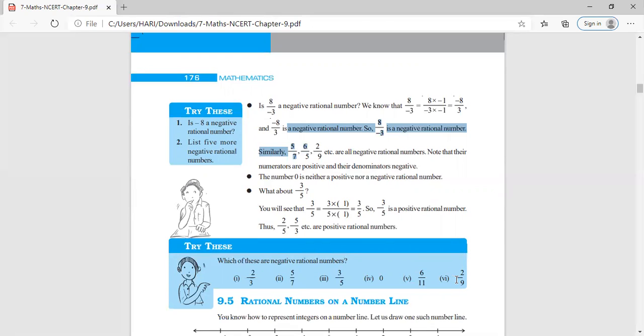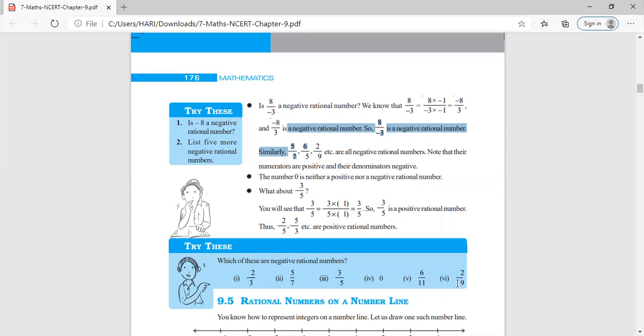And next one, minus 2 by minus 9. Both the numerator and denominator are negative. Both are of the same sign. So it is an example of a positive rational number. Listen carefully. Minus 2 by minus 9 is a positive rational number and not a negative rational number.